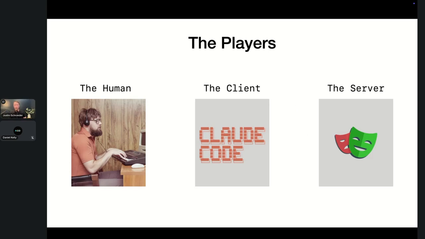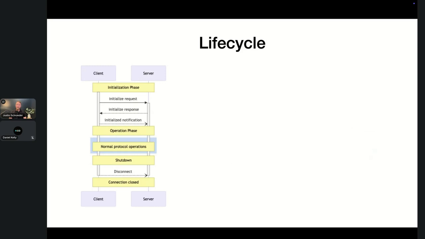Then the spec defines the players. You've got the human, you've got the client, and you've got the server. The spec generally talks about the human more like the host and the host machine that this is all running on. That's okay. We're going to just say it pans out like this. So human, client, server. Then the spec defines a life cycle. Now, this is interesting if you're coming from a web background because we don't really think about life cycles that much, but this API has one.